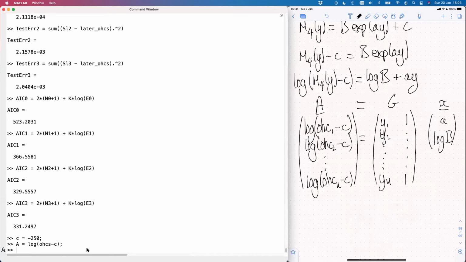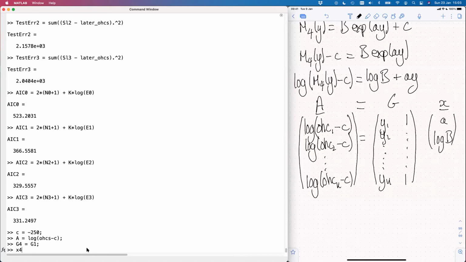My design matrix G here, so I'm going to call it G4, of course, as we noted, is actually identical to the design matrix for G1. So I'm just going to copy G1 into there. And then we can solve for our unknown parameters a and log b in the usual way by matrix dividing our design matrix G4 by our pseudo measurements a.